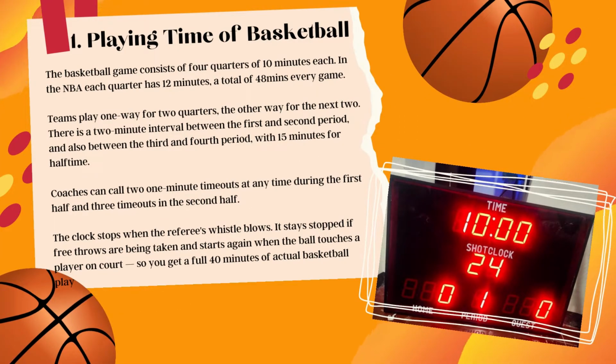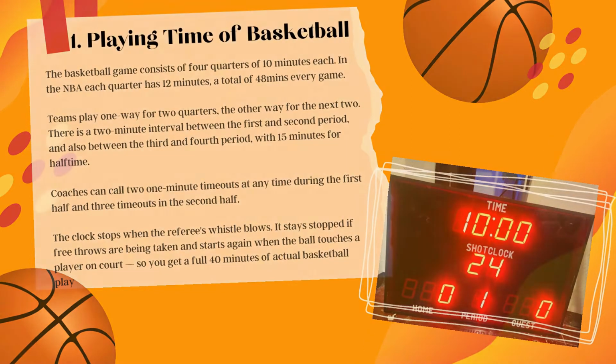15 minutes of halftime. Coaches can call 2 1-minute timeouts at any time during the first half and 3 timeouts in the second half. The clock stops when the referee whistle blows. It stays stopped if free throws are being taken and starts again when the ball touches a player on court. So you get a full 40 minutes of actual basketball play.